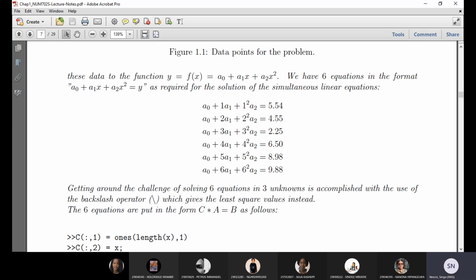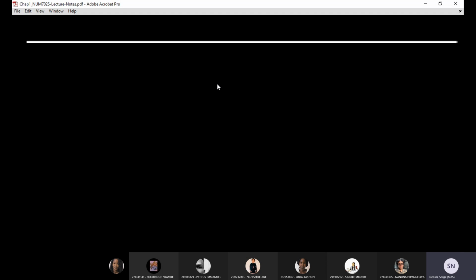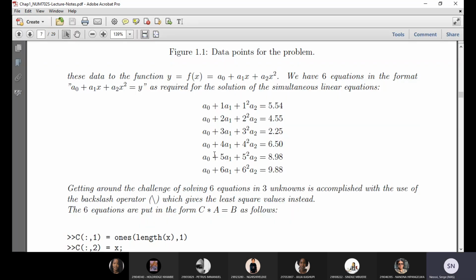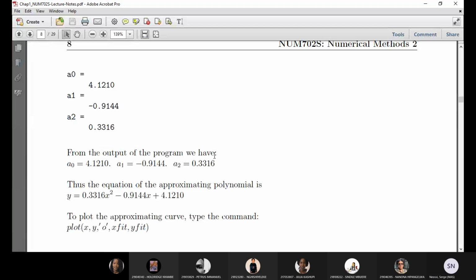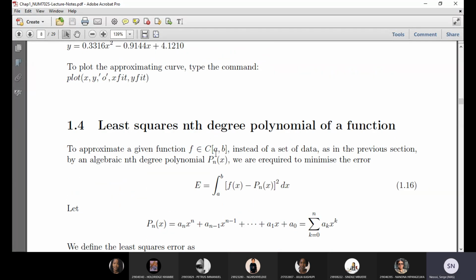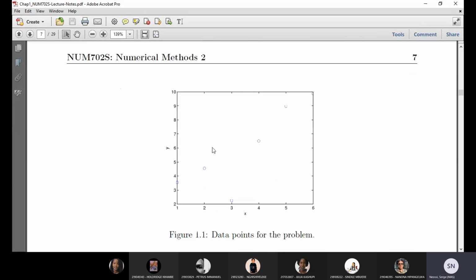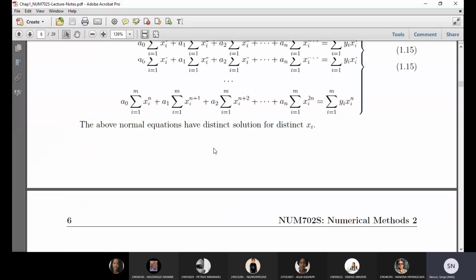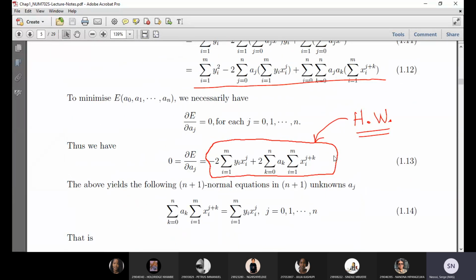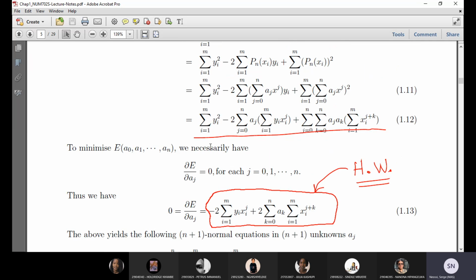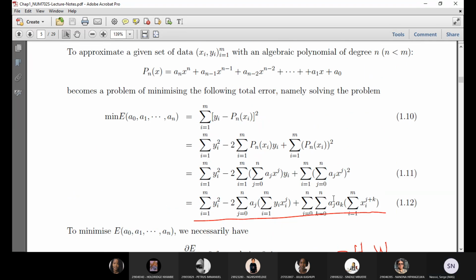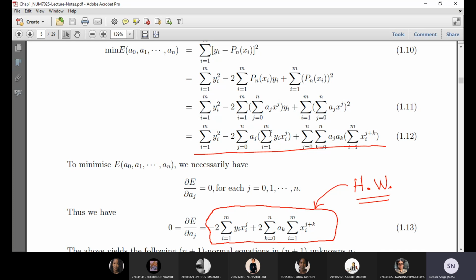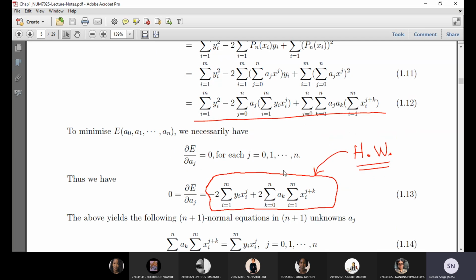I asked you to try to solve to make sure that you get the general coefficient when you solve the least square problem for discrete points, because integral means that your points are continuous, not discrete. This is the homework that I gave you. I say use this minimization problem, and this is the optimality condition.